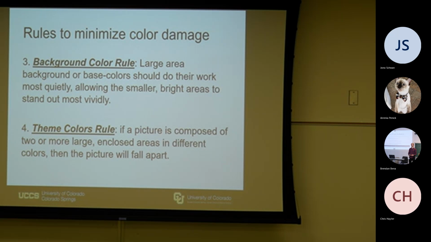Now, the fourth rule is the theme color rule. If a picture is composed of 2 or more large enclosed areas in different colors, then the picture will fall apart. All colors of the main thing should be scattered like islands in the background color. The complex nature of the Earth's surface leads to enclosed colored areas all over the map.